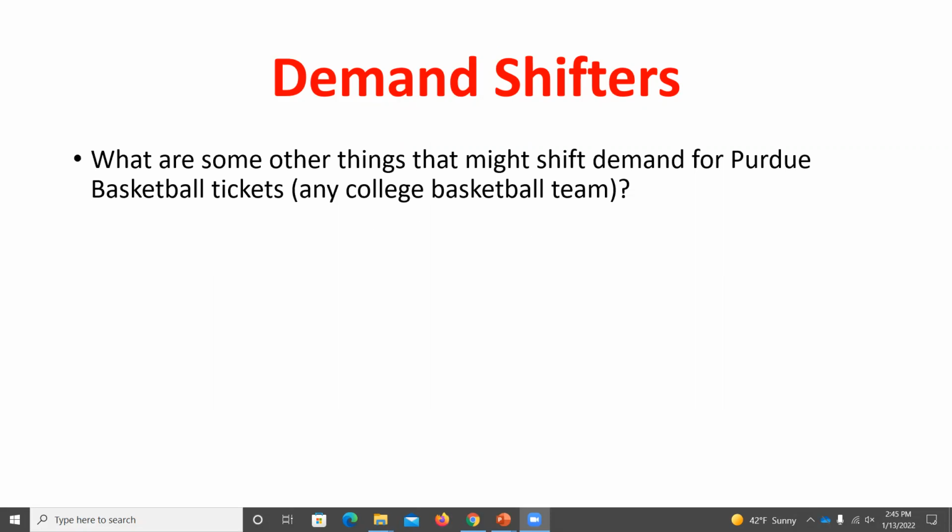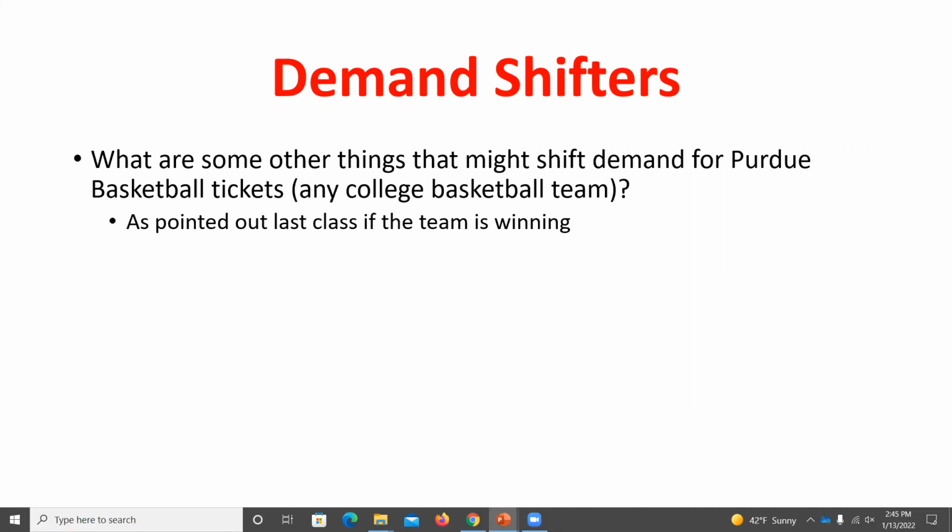All right. So we'll think about some things that might shift demand that are a little more sport specific. I'll use Purdue basketball tickets here because I'm a Purdue fan and they actually have a decent team this year. So what if the team is winning, right? We've got a high quality team. What's probably going to happen to demand there? We're going to see an increase in demand, right?